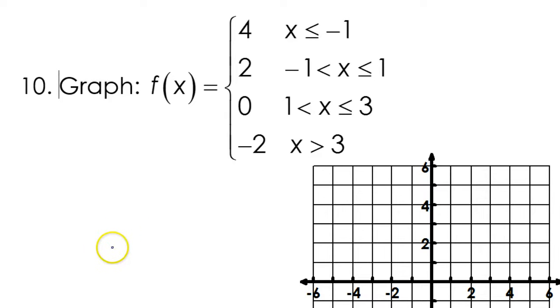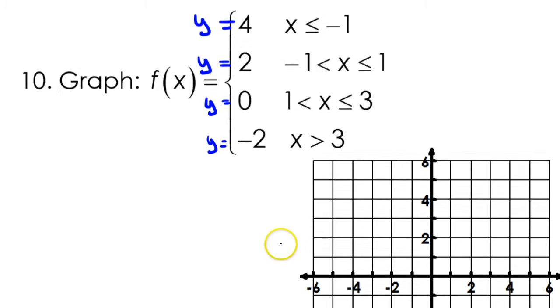Alright, in this video we will once again practice graphing piecewise functions. So looking at this piecewise function, these four pieces are all horizontal lines. If you think y equals 4, y equals 2, y equals 0, and y equals -2, those are all horizontal lines.